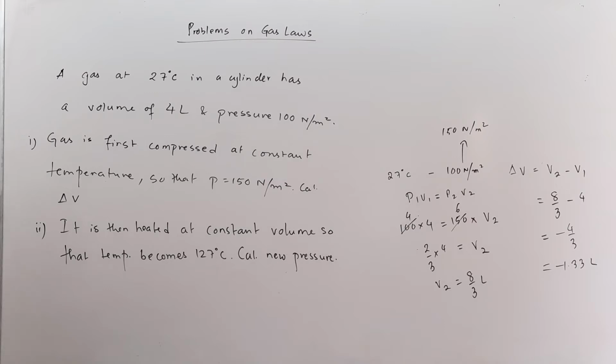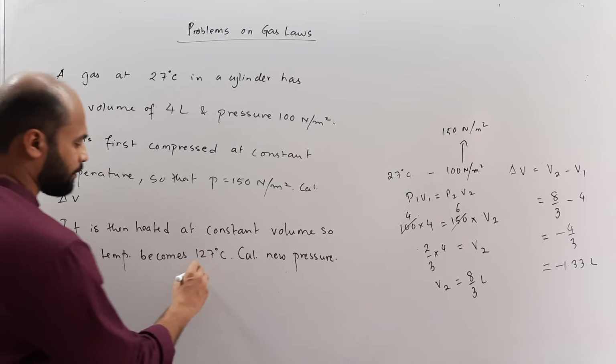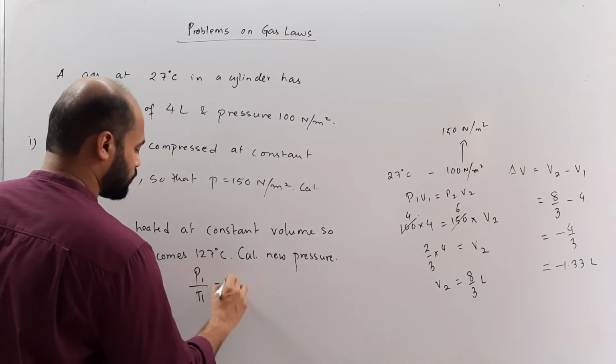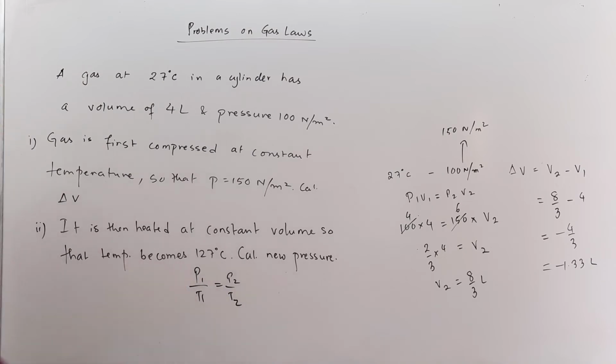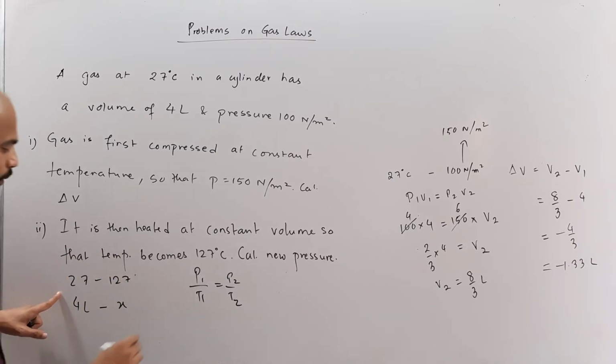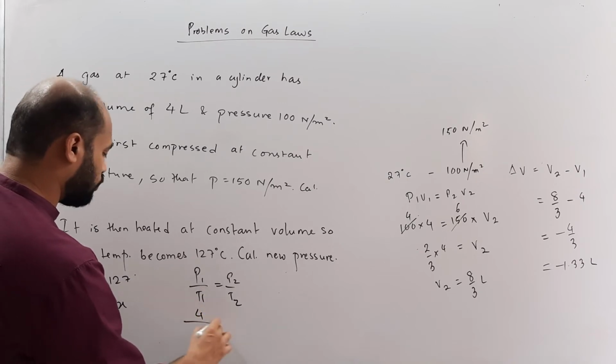In the second case, it is then heated at constant volume. So here we are going to use the equation P1 by T1 equals P2 by T2. Now here the pressure is as calculated earlier, at constant volume, and temperature is varied. So earlier the temperature is 27, and now from 27 it is rising to 127. Earlier the volume is given as 4 liters. Here we have to calculate.